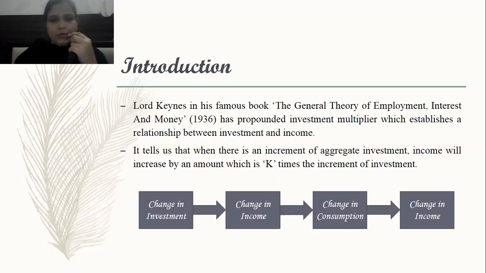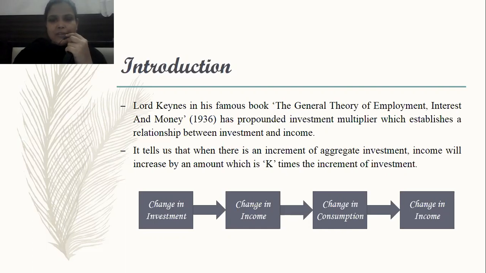There is a flow table. When there is a change in investment, there is a change in income. With change in income, there is a change in consumption. Change in consumption results in change in income because consumption of one person is income of another person. This process will continue till change in consumption falls to 0.